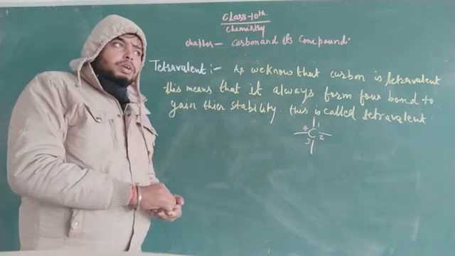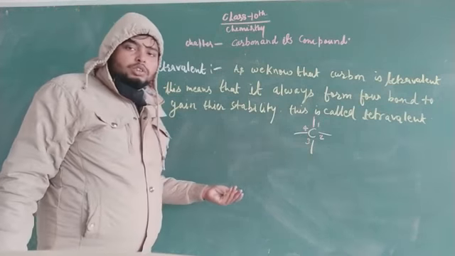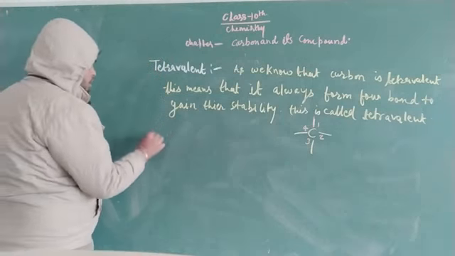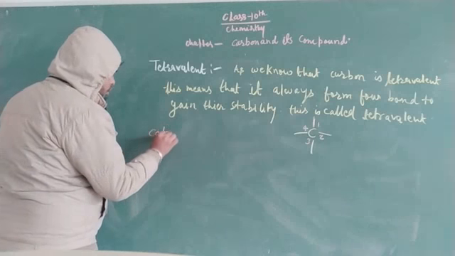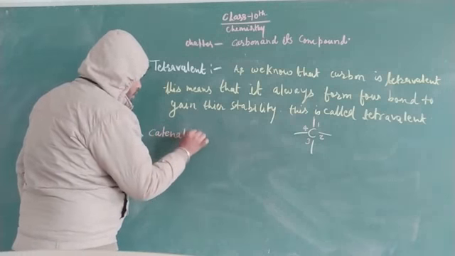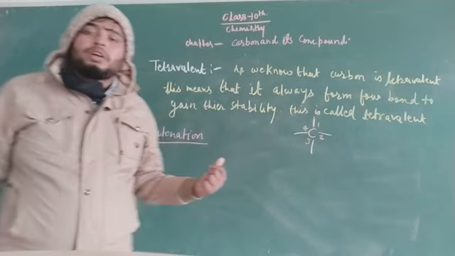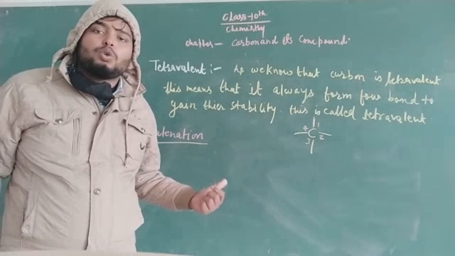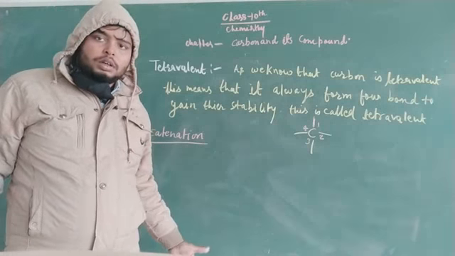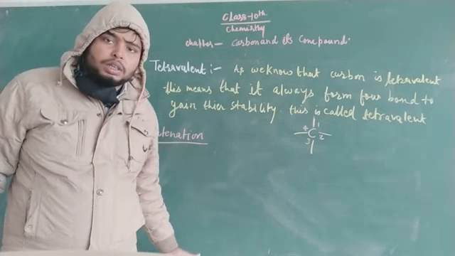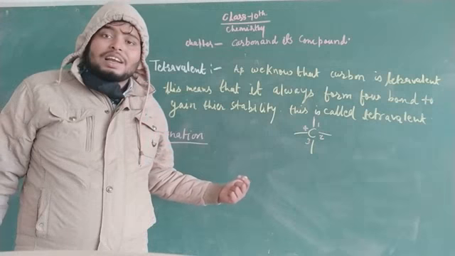Another very unique property of carbon is catenation. This is a very important property of carbon, which is why more compounds are found in nature. That means the property is catenation.